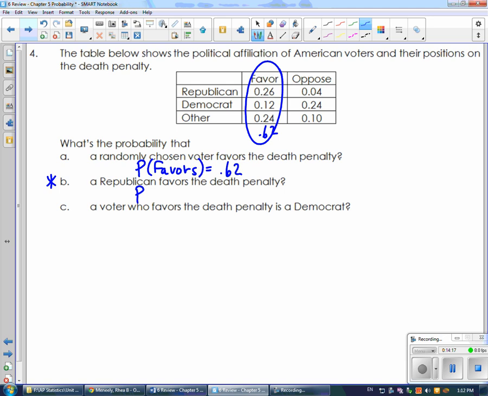But in this case, I don't know anything ahead of time. It's just a Republican who favors the death penalty. So they're both Republican and favor. So I haven't restricted this at all. So I'm looking basically at this group of individuals right here, that 26%.